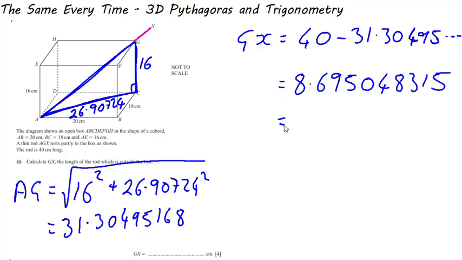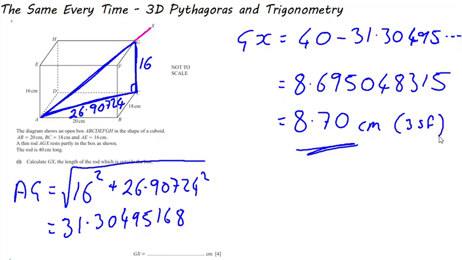I think I'll round this to 3 significant figures, so 8.695, 3 significant figures. The 9 is the 3rd significant figure. Look at the next one, that's a 5, tells it to round up, so the 9 has to round up to make a 10. So 8.70 centimeters, and that's rounded to 3 significant figures.